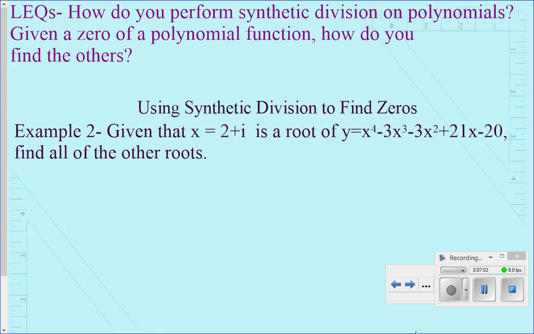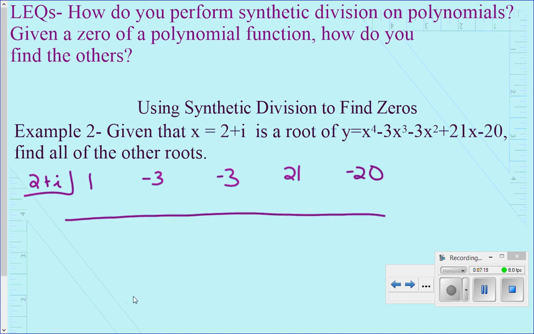So let's try this one. So 2 plus i is my root. Again, spread out your coefficients, 1, and then negative 3, then negative 3, then positive 21, then negative 20. So 1 comes down, times 2 plus i is 2 plus i. Negative 3 plus 2 is negative 1 plus i.